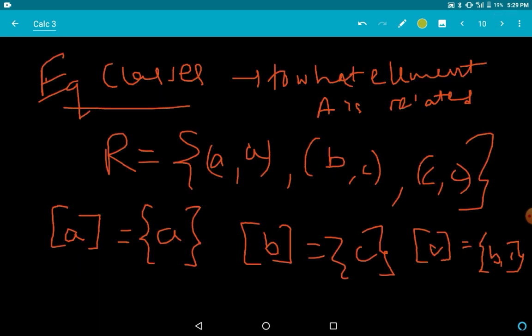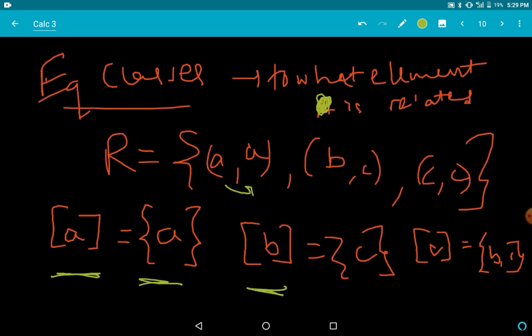Now what is an equivalence class? You will say an equivalence class means to what element a is related. Okay, here, let me tell you there is a relation: AA, BB, CC. Now, A can be any element. To what element is it related? The equivalence class of A will be A, because A is only related to A here, not these two.